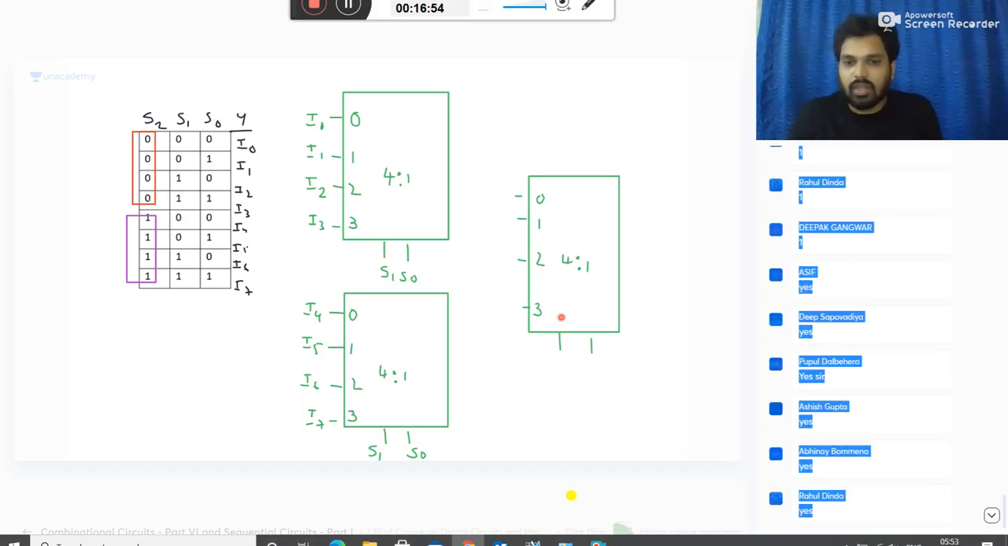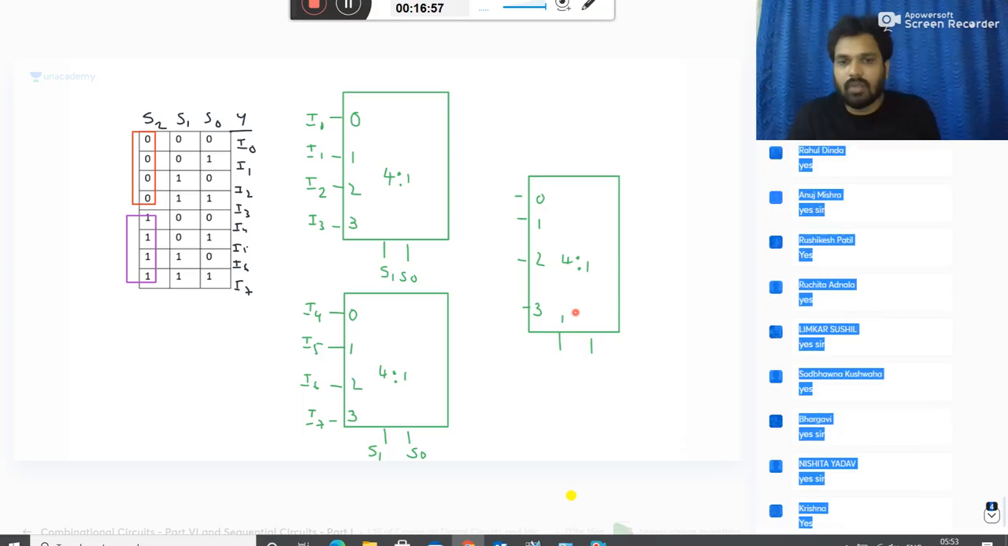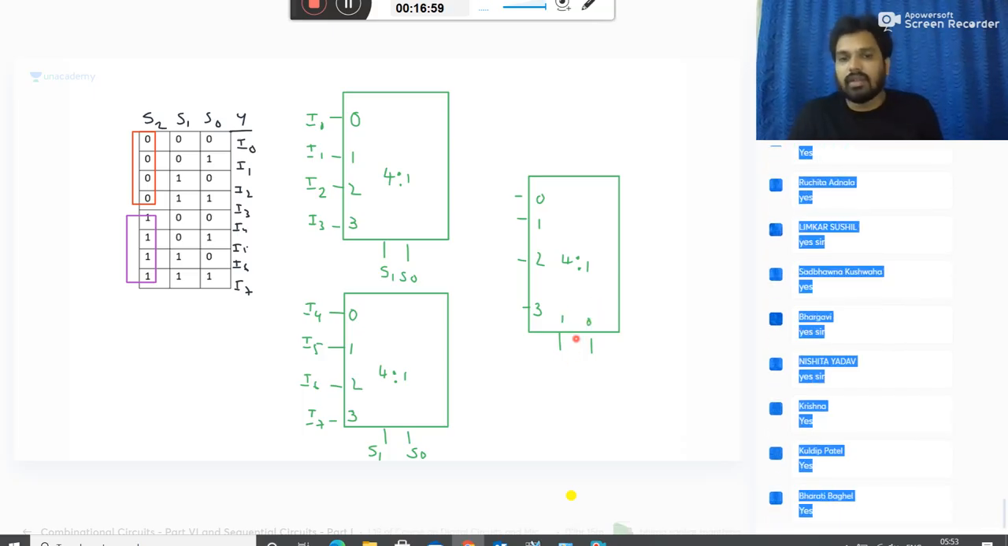Otherwise, you can do it like this. You take it as a higher order and lower order. Then you can make one of them ground. Ground means permanently 0. And here you connect your S2. So S2 can be 0, 1. When it is 0, 0, it will select this line. When it is 0, 1, it will select this line. I hope you understand.